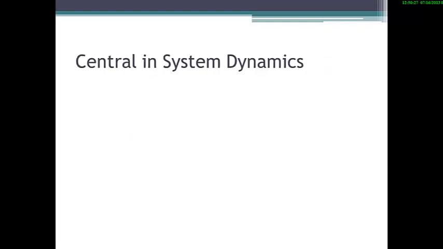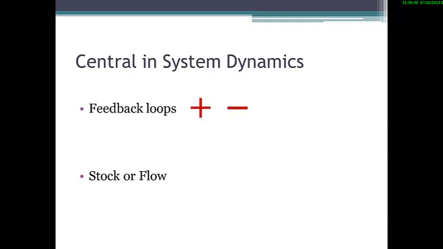Central parts in system dynamics are feedback loops and stock or flow. Feedback loops show how different components affect each other in either a positive or a negative way. A positive relationship means that when one object increases, the other increases as well. A negative relationship is just opposite. When one increases, the other decreases.